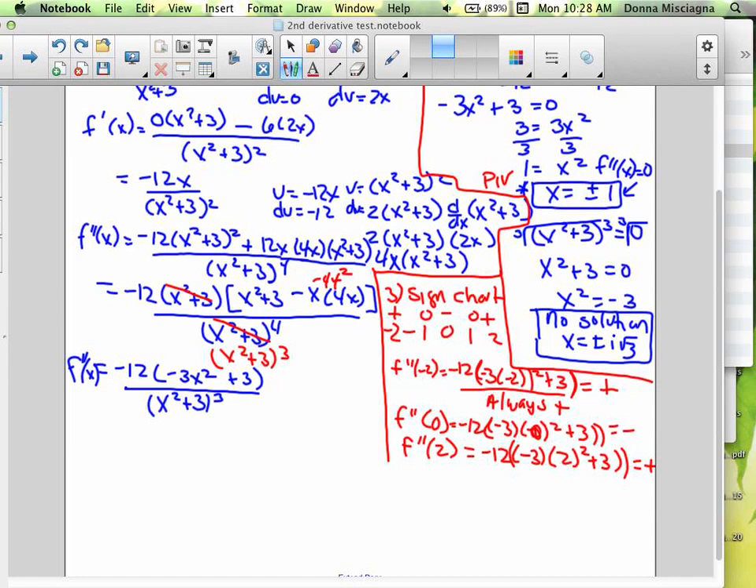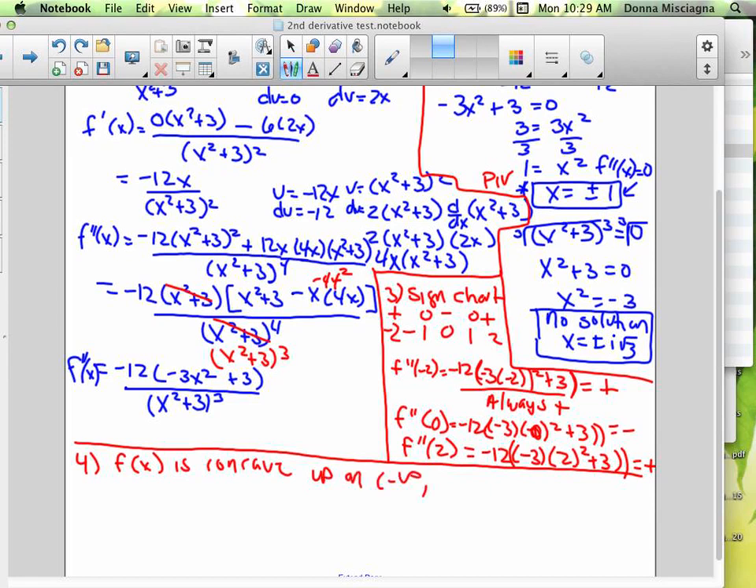All right, so finally, step 4, and that is to interpret. And I'm going to take a break after this one. So f of x is concave up on the intervals from negative infinity to negative 1, and again from 1 to infinity. At the inflection points, it changes concavity. And that's because f double prime of x is greater than 0 on these intervals.